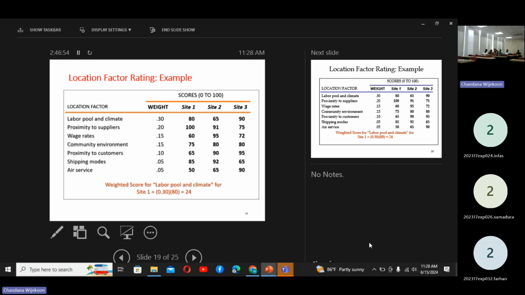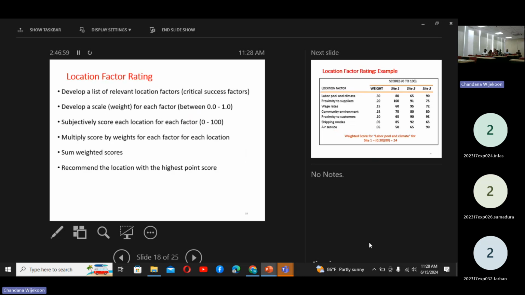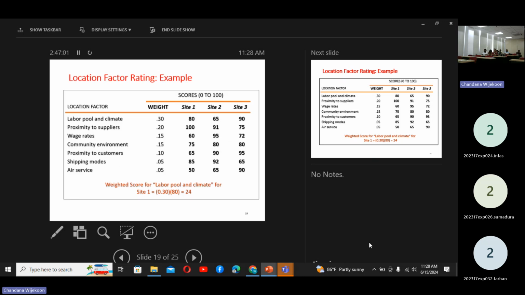So the location factor rating method begins with identifying a list of dominant location factors. Now, these factors may not be equally important. Depending on the importance, we can weight them. Assign higher weights to more important factors like this: labor pool and labor climate, 0.3. Proximity to suppliers, 0.2. In a way to reflect the importance of the factor, we assign a weight. The total of the weights should be equal to 1 so that our calculation is easier.